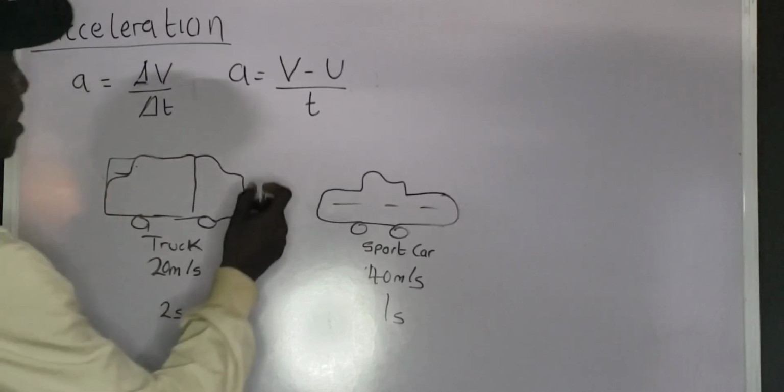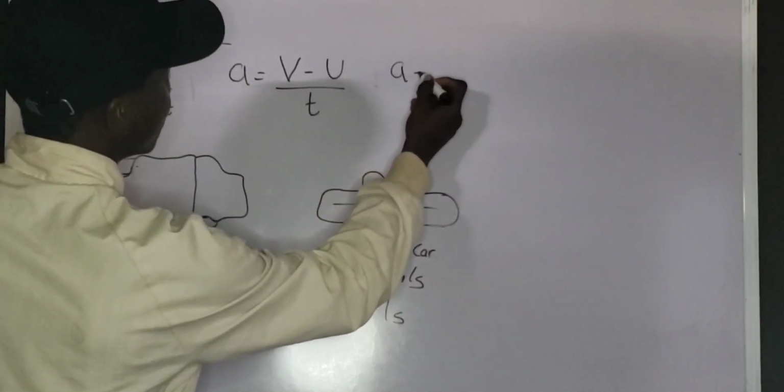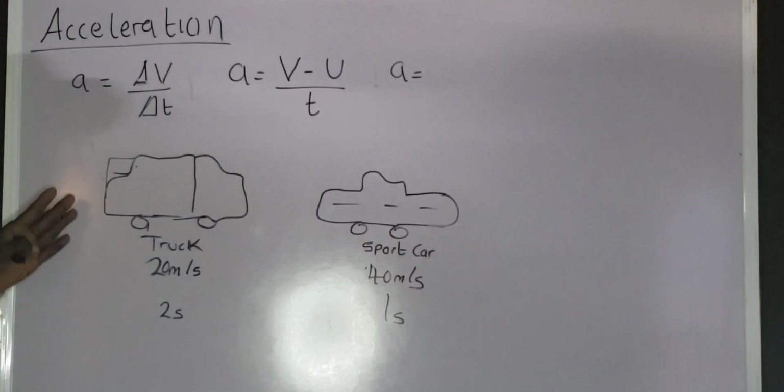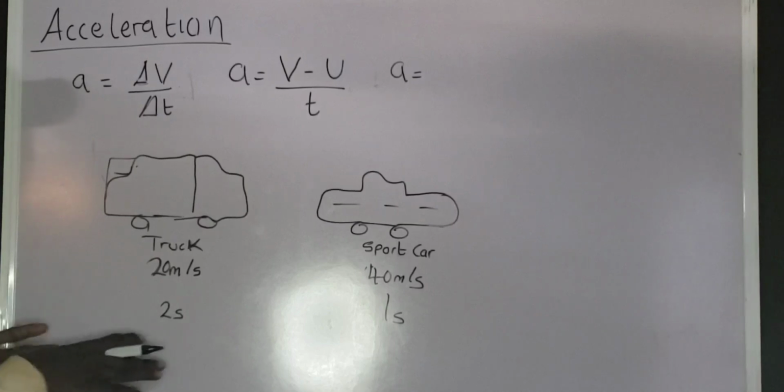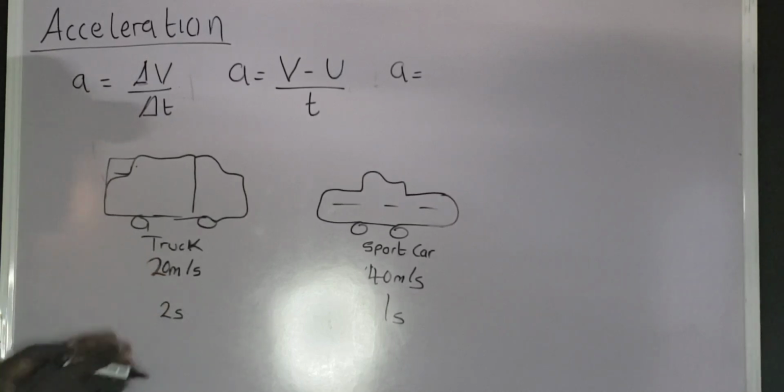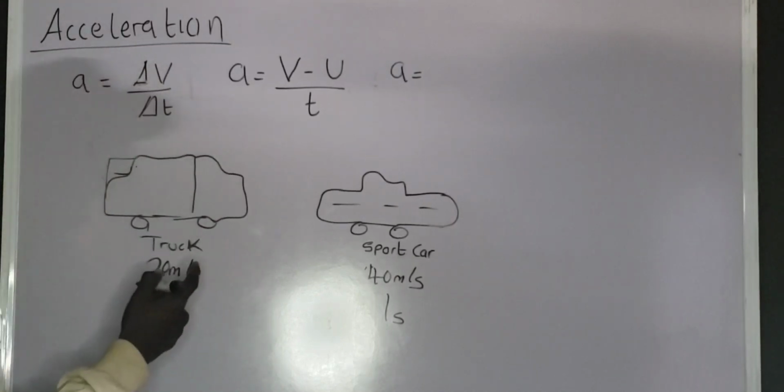Acceleration is the change in velocity. The velocity of this truck before is 0, before it starts moving. Are you getting what I'm saying? So now it proceeds with a velocity of 20 meters per second in 2 seconds. That is, every 2 seconds, the velocity increases by this. Now, let us calculate the acceleration.